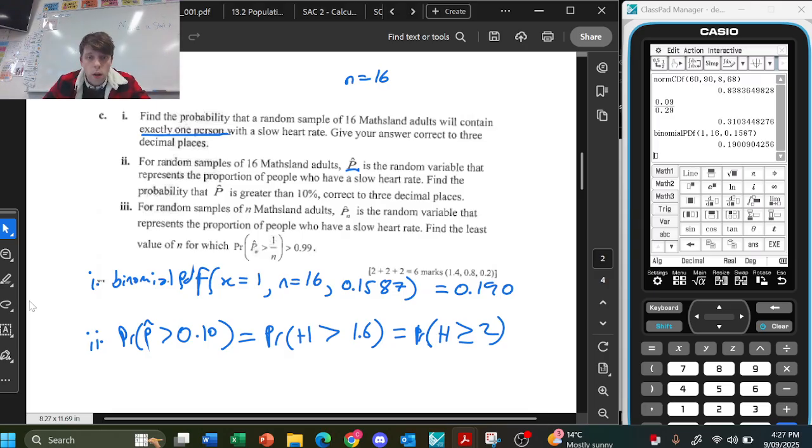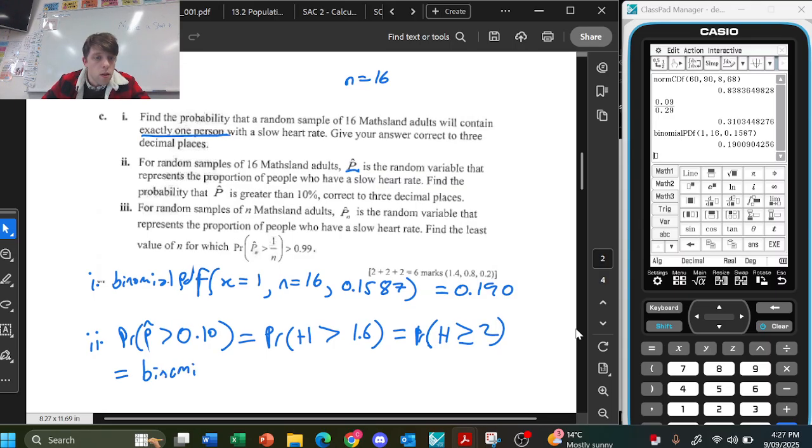So we're trying to work out now, once again, the sample of the number of people with a slow heart rate. That is a binomial because someone either has a slow heart rate or they do not. And this time we're interested in a range of values. So we're interested in, is the number of people with a slow heart rate at least 2? And at most, of course, can be 16. That would be everyone. So here we're doing a binomial CDF.